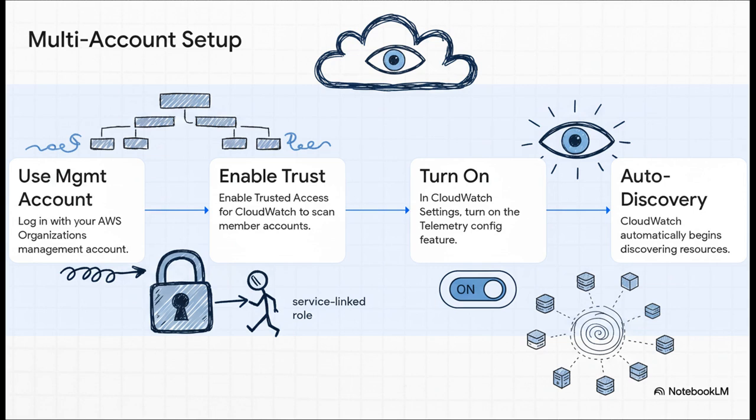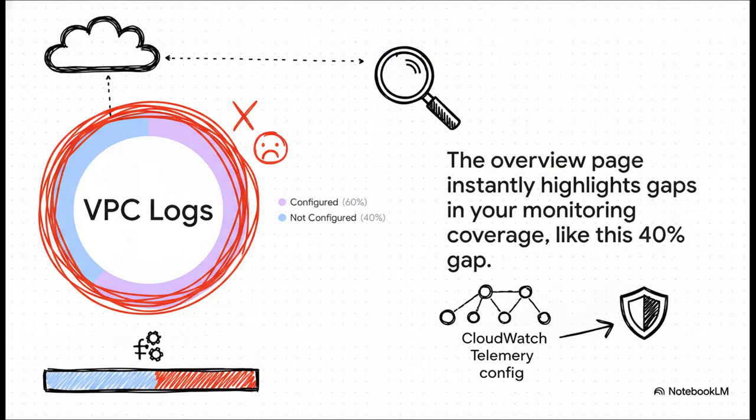Now, the real magic happens at step 2, enable trusted access. This is where you give CloudWatch permission to securely peek into all your other accounts to see what's going on. Once you flip that one switch in the settings, CloudWatch just starts. It automatically kicks off and begins discovering every relevant resource across your entire organization. And after that discovery process finishes up, this is your reward. This overview page gives you that instant, at-a-glance health check.